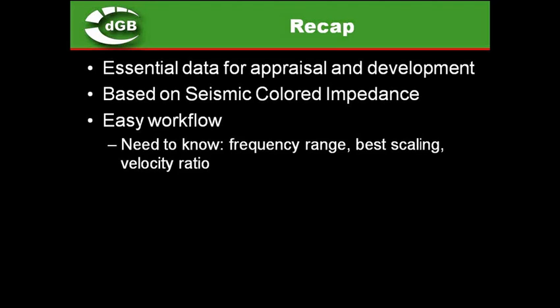It's an easy workflow. What you do need to know, and what's fairly critical, is the frequency range in your relative impedance volume, your best scaling factor that you derive partly from your scatter plot and partly from your well calibration. It's actually such that if you have your frequency range slightly wrong, with the well calibration and the scaling you can partly compensate for that, which makes the algorithm more robust. And finally, you need a velocity ratio, a good hold on your velocity ratio between your pay sands and your shales in your reservoir to get a proper conversion from net to gross in time to net to gross in depth, seismic net to gross, that is.